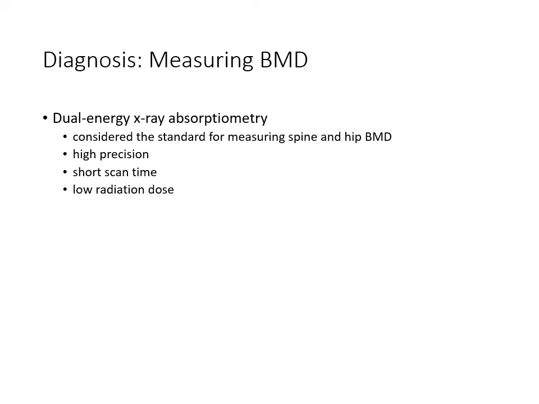Another diagnostic measure is measuring bone mass density. This can be done by dual energy X-ray absorptiometry, and this is considered the standard for measuring spine and hip bone mass density. It's a very high precision technique, with very short scan time and low radiation dose. So actually this bone density X-ray is done very quickly, and the patient doesn't have to stay there for a longer time. It's a very quick procedure.